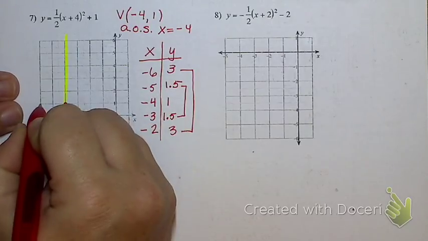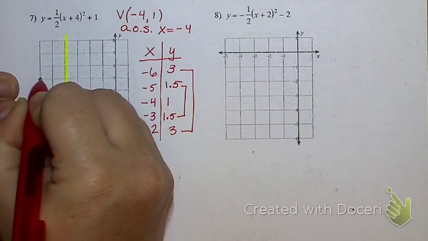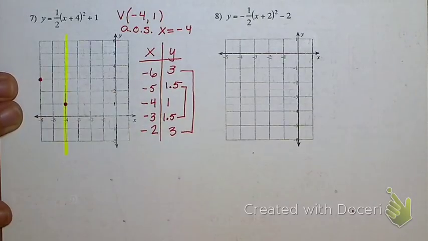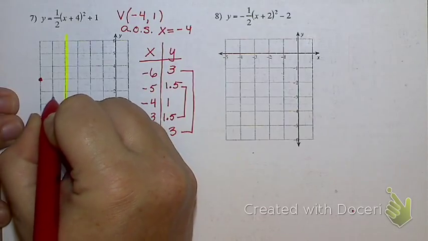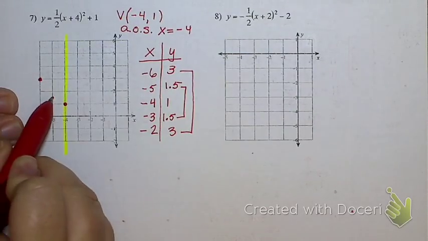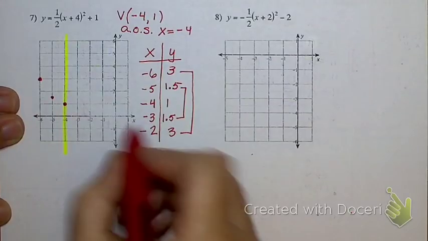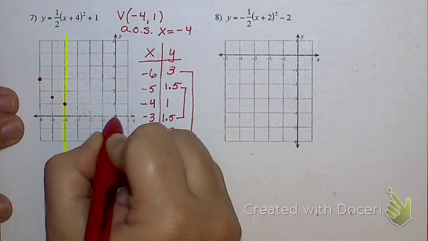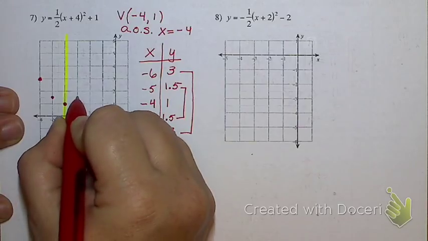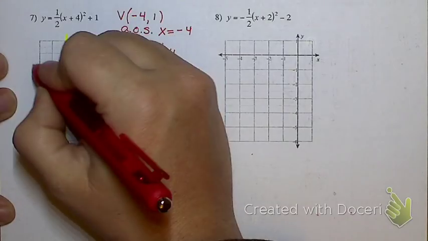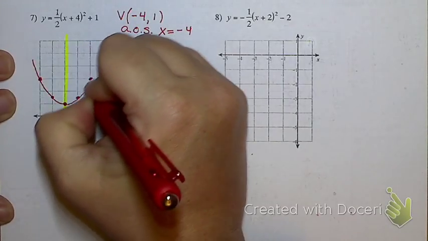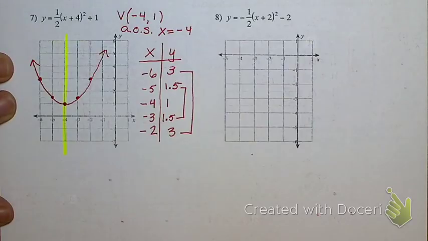-6, 1, 2, 3. Keep in mind that every other line is representing 1, which is kind of nice because with the 0.5s, it's nice to have a line at a half. -5, 1.5 would be halfway between the 1 and 2 lines. -4, 1 is plotted. -3, 1.5, and then finally -2, 3. So that's what my graph should look like.